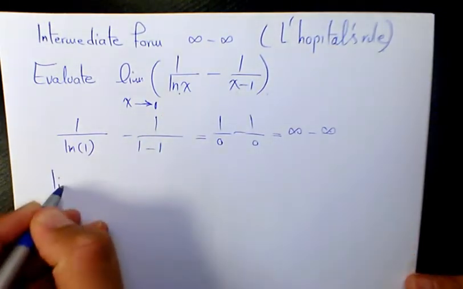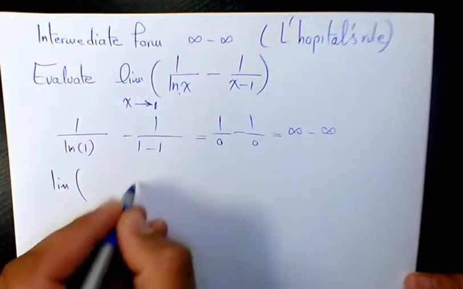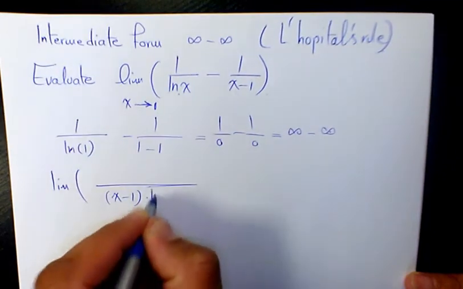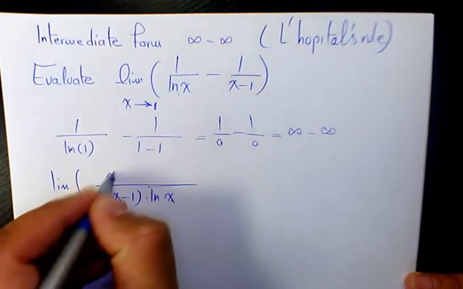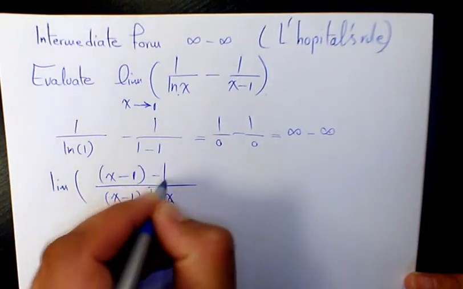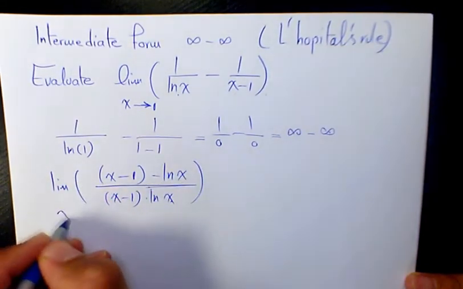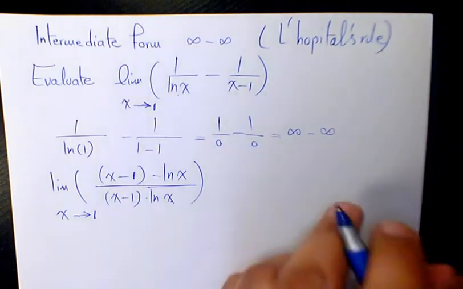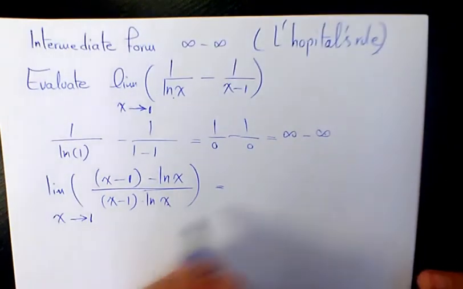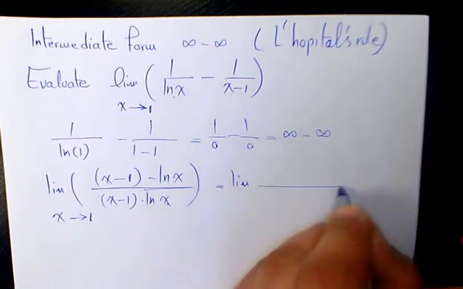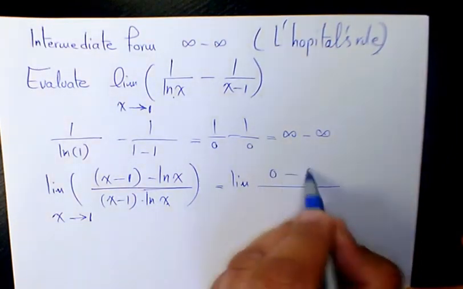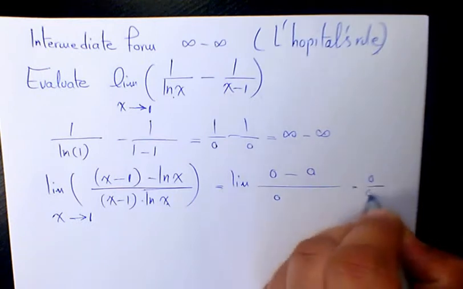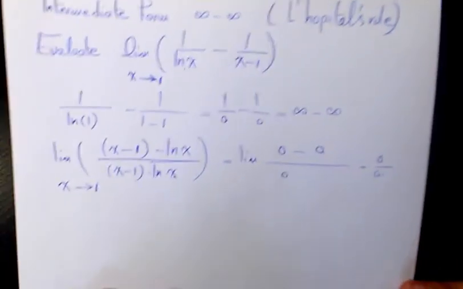First thing I want to do, I want to have the common factor, x minus 1 times ln x. That's x minus 1 minus ln x over that, when x is approaching 1. Then when you sub it there, it's going to be limit of 0 minus 0 over 0, which is going to be 0 over 0. Then you need to use L'Hopital's rule.